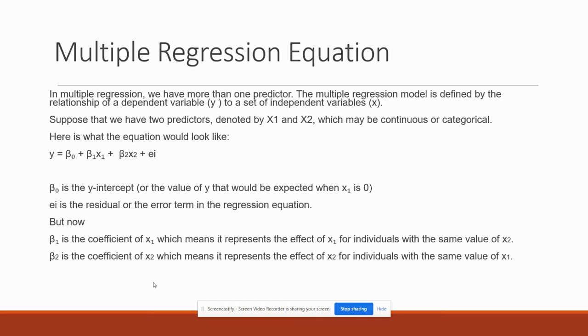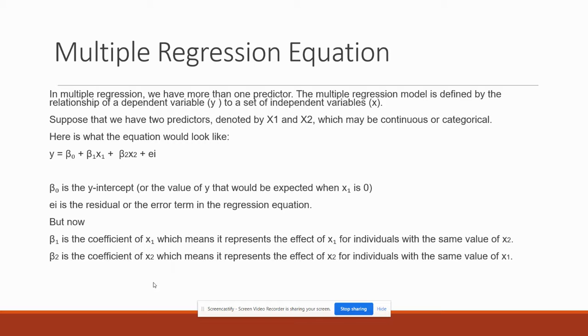So in multiple regression, we have more than one predictor. Think about that, that's your x value. You can have more than one x value, and remember, x values can be called explanatory, predictors, or independents. So the multiple regression model is defined by the relationship between a dependent variable and a set of independent variables. Suppose we have two predictors, x1 and x2, and they can either be continuous or categorical. Remember, continuous data is data that can have decimals in it. Categorical is data in categories.